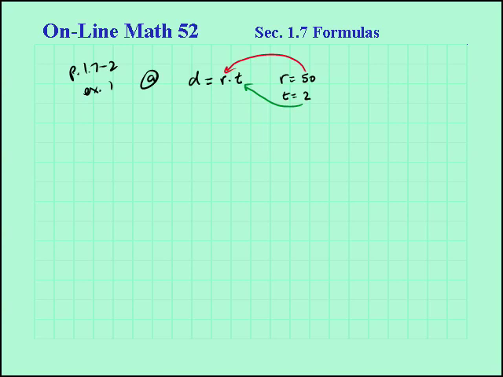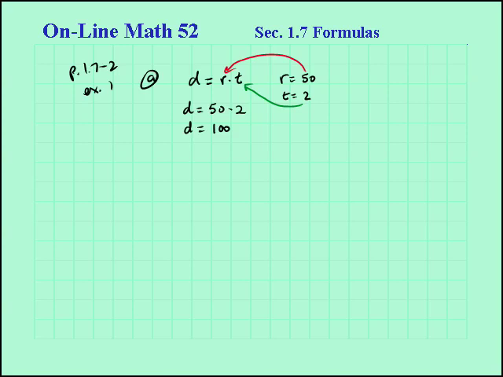We have three variables, d, r, and t, and we're going to replace two of them with actual numbers. That means we'll still have a third variable that will equal a number that we'll just discover. Anyway, r is 50 times t is 2, d equals 100.